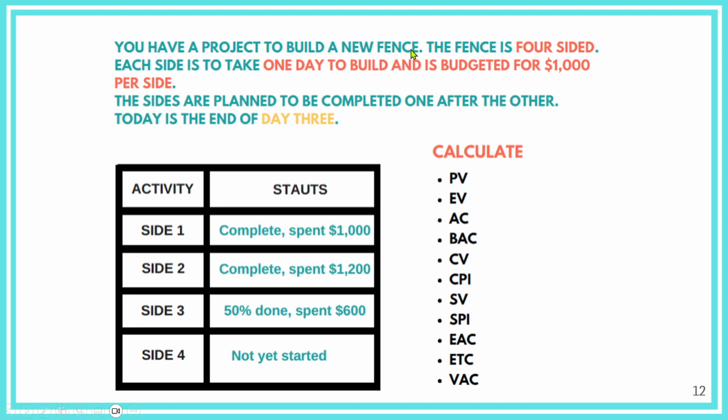We'd like to build a fence for this house. It's a 4-sided fence, and each side would take 1 day to finish and $1,000. Okay, so here we're at the end of day 3, and we would like to check our project performance.